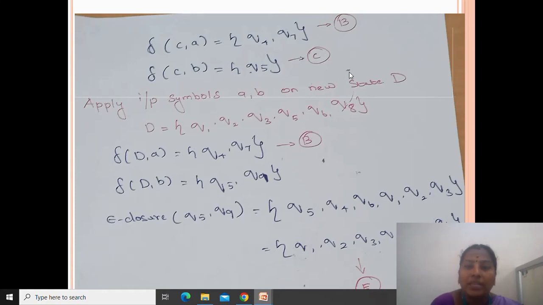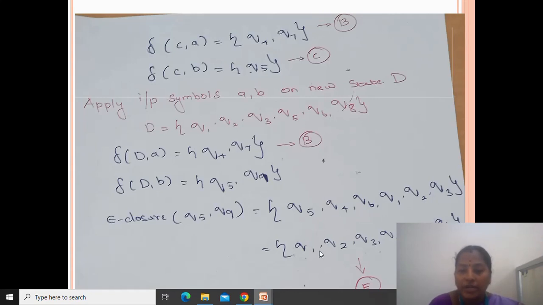Again, we are going to apply the input A and B on a new state D. So D is equal to Q1, Q2, Q3, Q5, Q6 and Q8. In this new state, we are going to apply the input symbols, that is the terminals A and B. So del of D comma A. If it is A, it goes to Q4 and Q7, and if it is B, it goes to Q5 and Q9. Based on D's states, we then calculate the epsilon closure of Q5 and Q9. So Q5 and Q9, the epsilon moves can be represented like this.